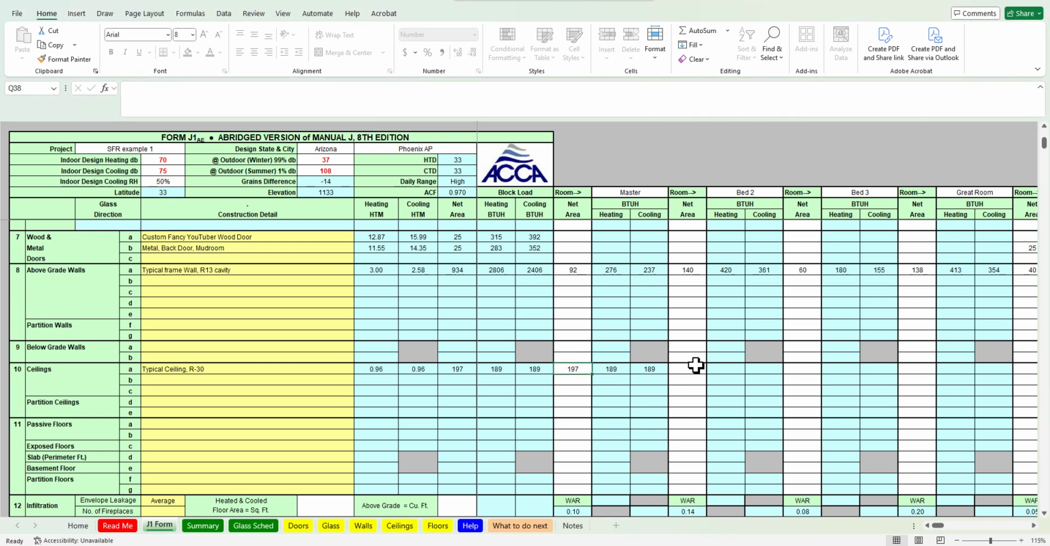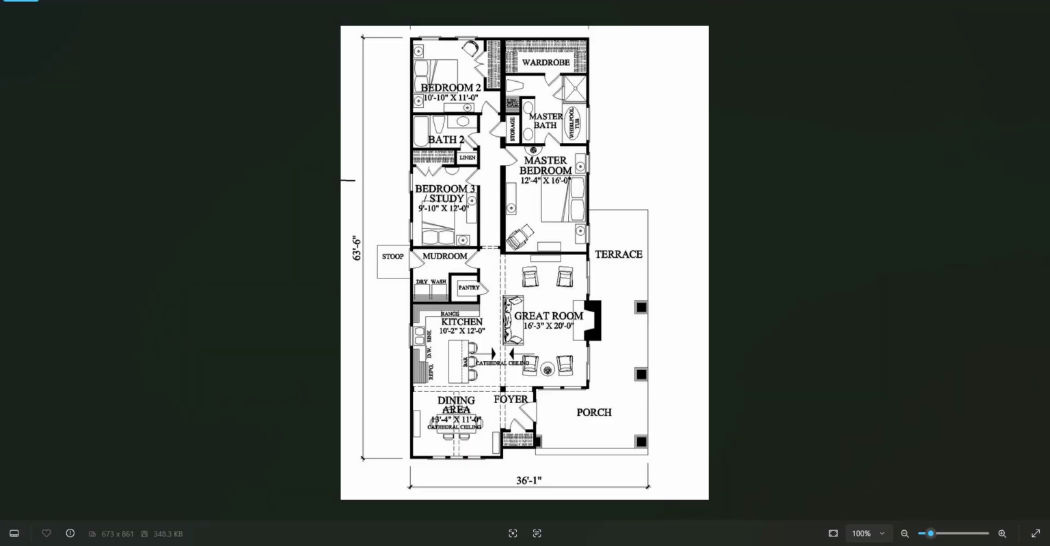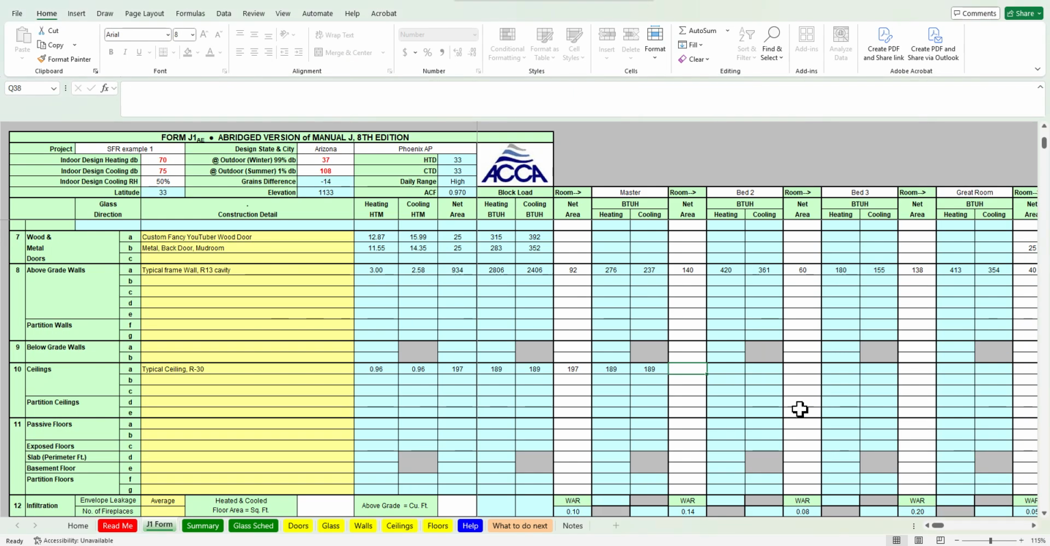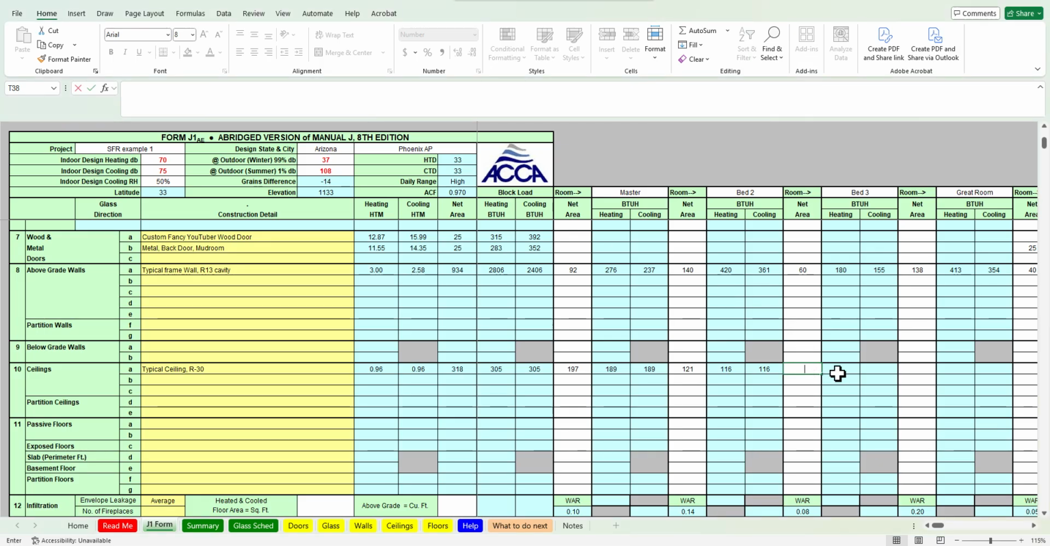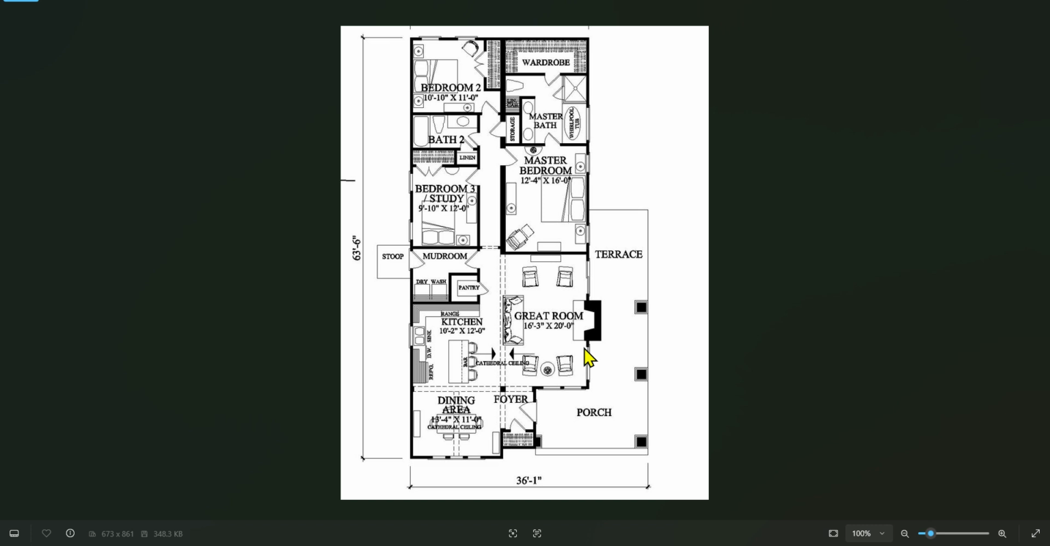Okay, so we just did the master. Let's go to bedroom 2. Bedroom 2, we've got basically 11 by 11. So equals 11 times 11. All right, bedroom 3. So bedroom 3 is 10 by 12. Then we have the great room. So 16 and a third, basically pretty much by 20.